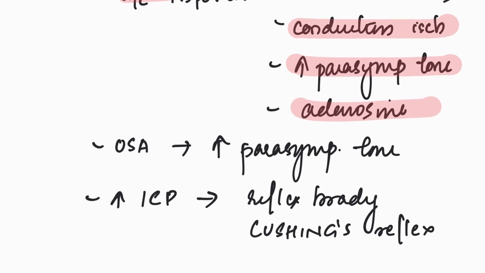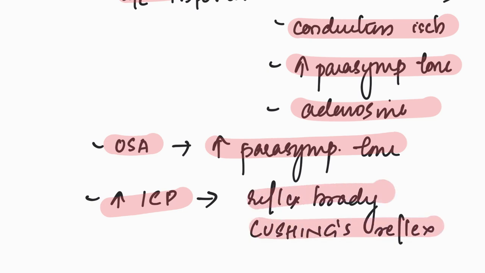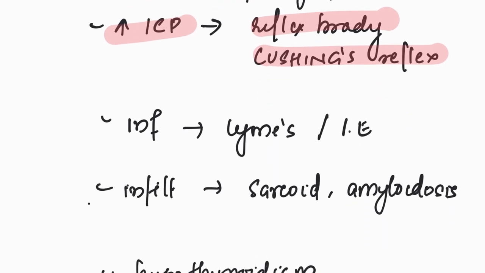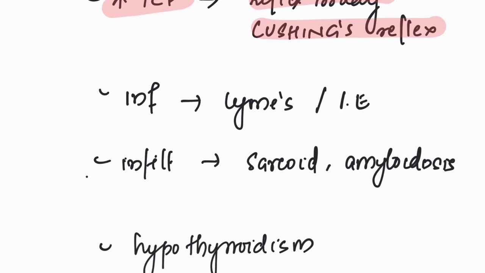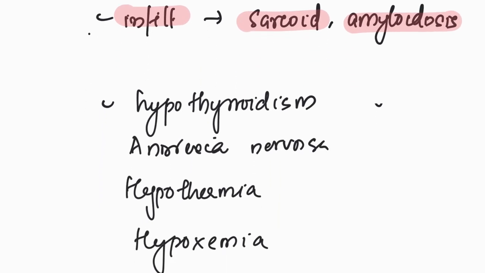In obstructive sleep apnea, there is an increased parasympathetic tone which can lead to bradycardia. And in conditions where there is increased intracranial pressure, a Cushing's reflex will produce a reflex bradycardia. Infection of the myocardium in Lyme disease and infective endocarditis can lead to conduction blocks. Infiltrative disorders like sarcoidosis and amyloidosis can affect the conduction system and produce bradycardia.